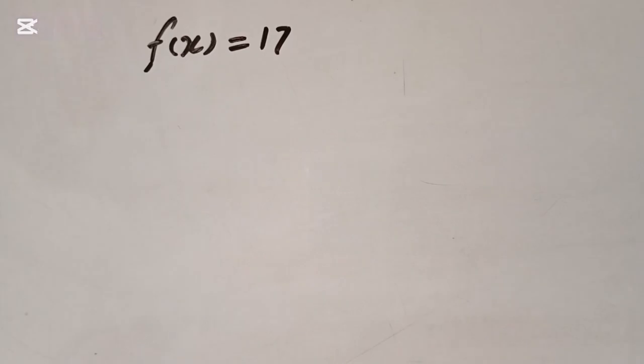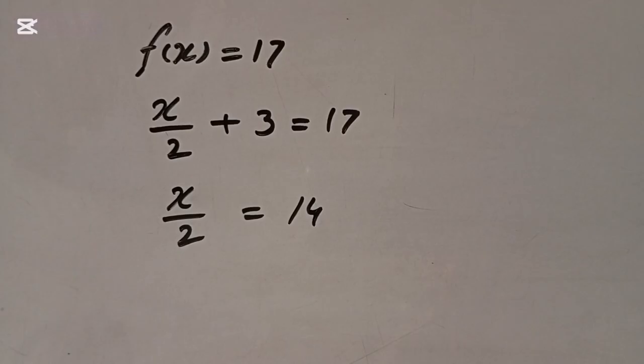In the second part of this part B, the condition is given that f(x) is equal to 17. It will develop a linear equation where we have to find out the value of x. Now multiplying both the sides by 2 results in x equal to 28.